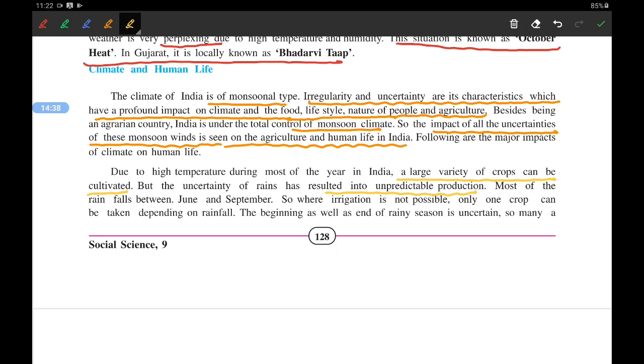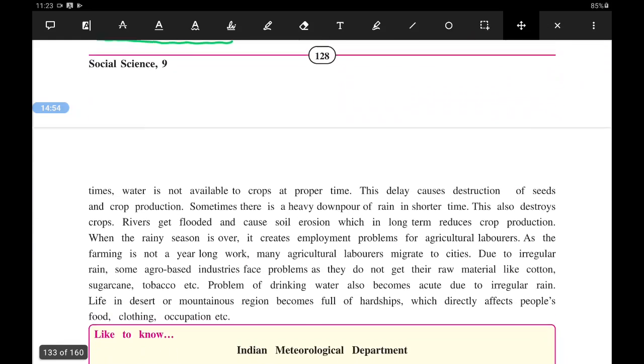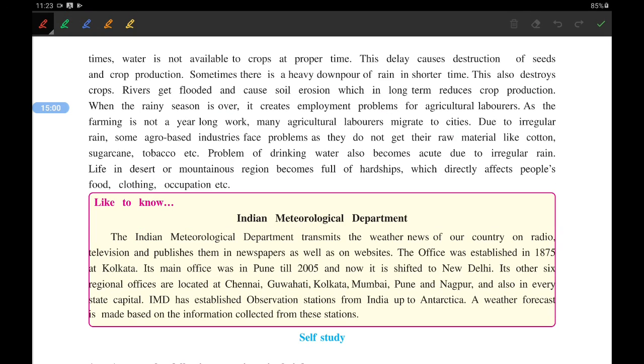Most of the rainfall is between June and September, so irrigation is not possible. Only one crop can be taken depending on the rainfall. The beginning as well as the end of the rainfall is uncertain. So many times water is not available to the crop at the proper time. This delays the sowing of the seeds, and due to this the seeds and the crop get damaged.